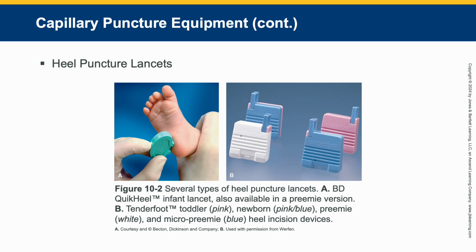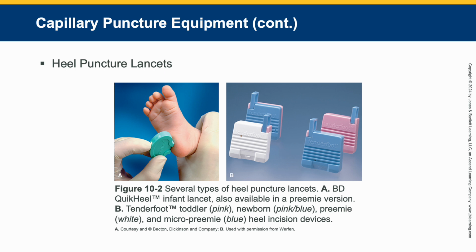So you can see how these are square shaped. So you also have a preemie version. That preemie version is the one that in this particular picture, you can see it's in the greenish color on A. And then look over on the B side, you have tenderfoot, that is the pink, that's for a toddler. You have the blue and pink, that is for a newborn. You have the white, and that is for a preemie.